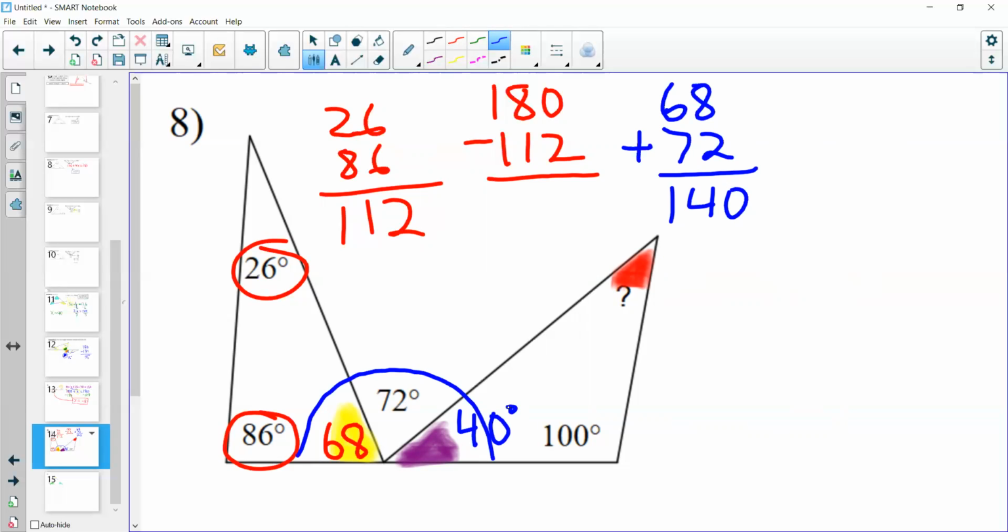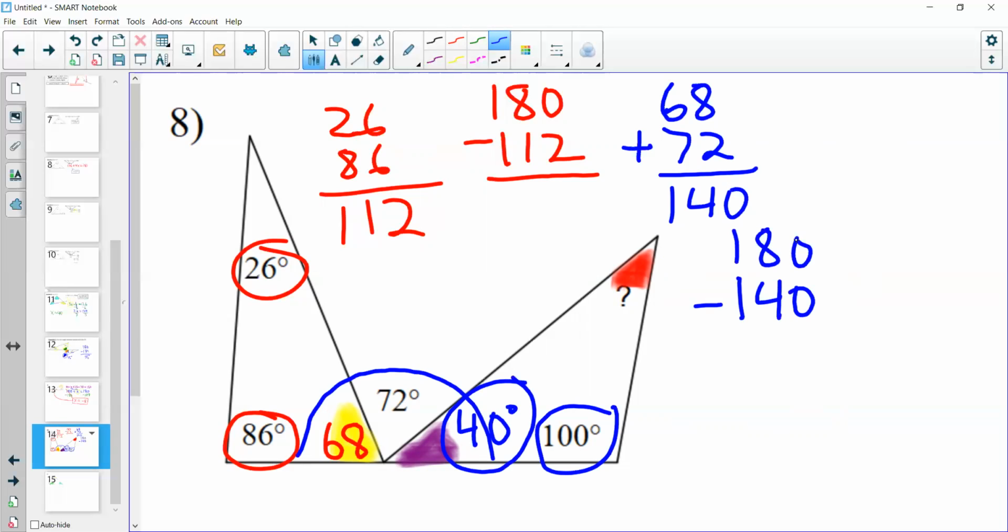Now I can find the red angle by adding 100 plus 40, which of course gives me 140. Subtract that from 180, and I get 40 degrees. So the question mark angle must be 40 degrees.